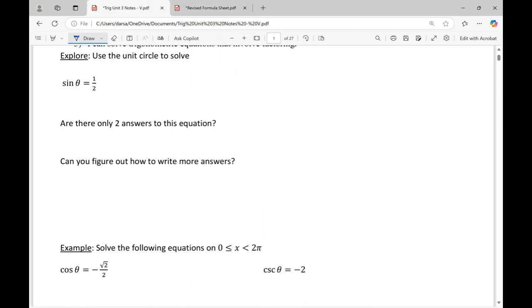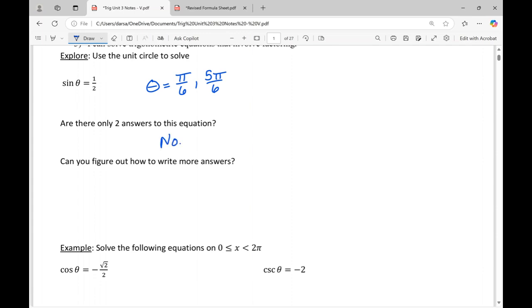So how many answers are there to this equation? There's two. Theta can be pi over 6 or it can be 5 pi over 6. So my question now is, are those the only two answers in existence? Are these the only two angles that when we take the sine of them, we will get 1/2? And the answer to that is no.